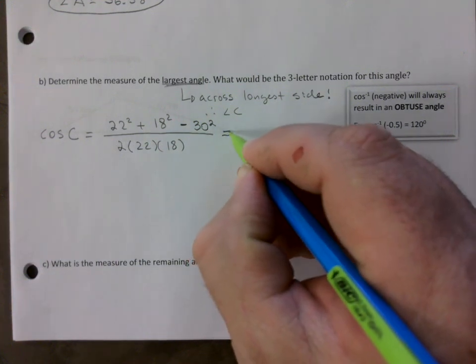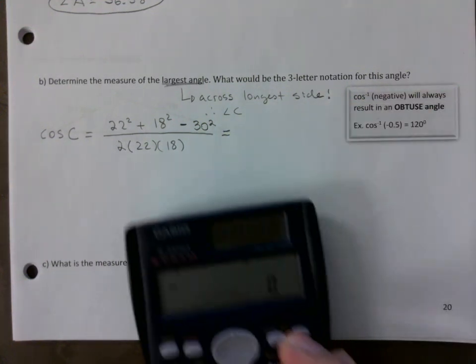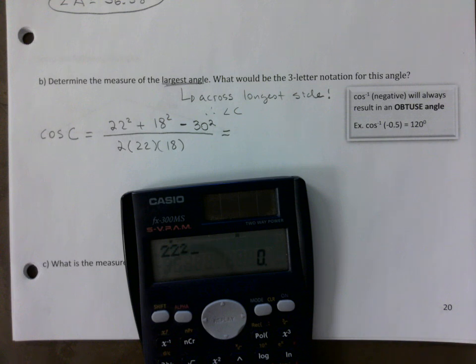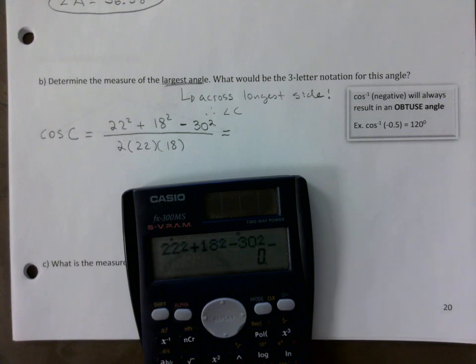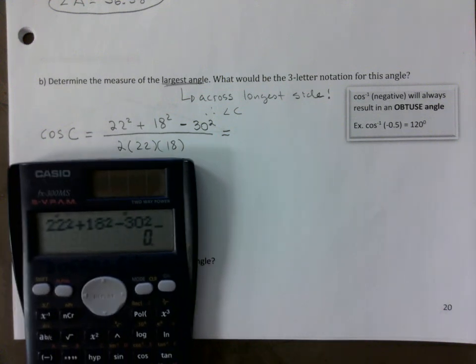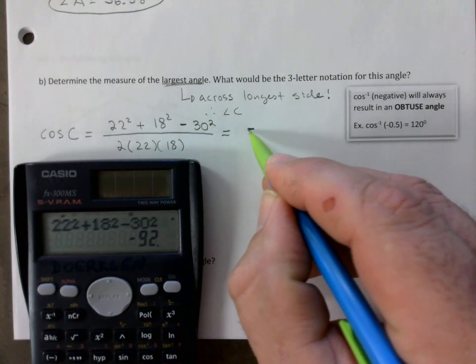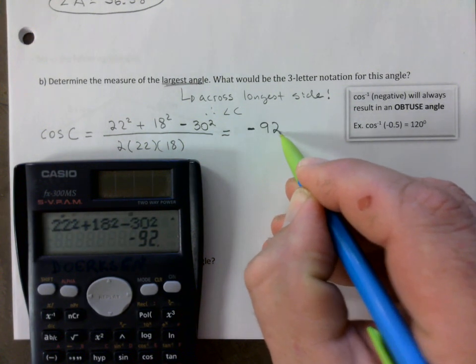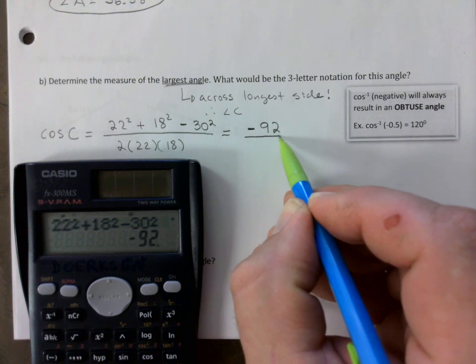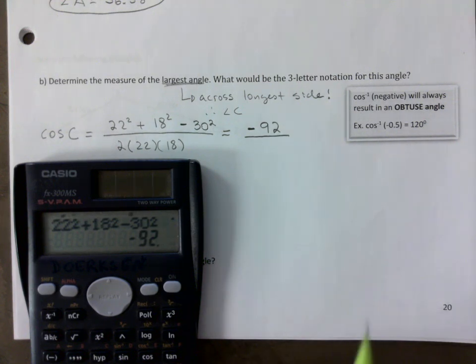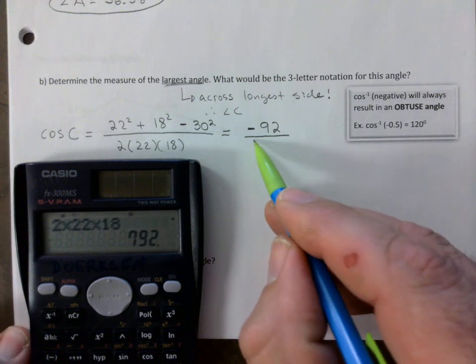And let's clean this up. Let's do the top. I would invite you to do that because you're going to have to deal with a bit of a surprise there. If you hit equals, you get a negative. But do not get rid of it. It's okay. It's supposed to happen. The denominator is 2 times 22 times 18. That's 792.